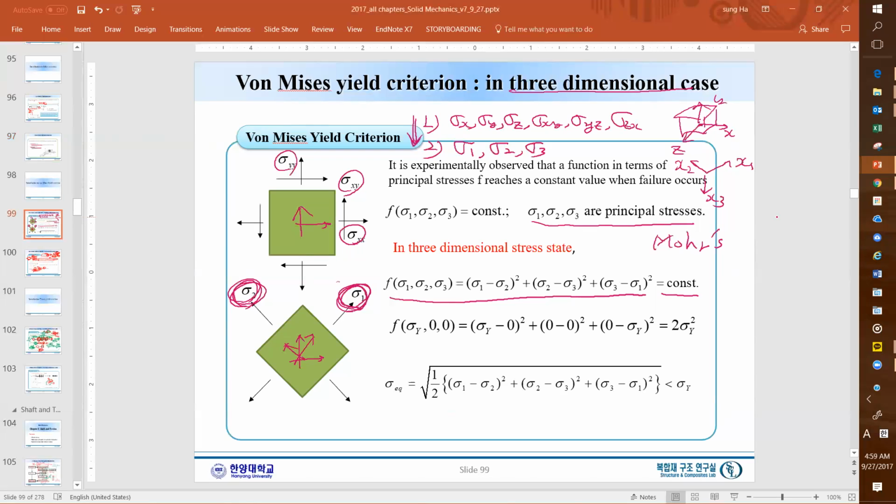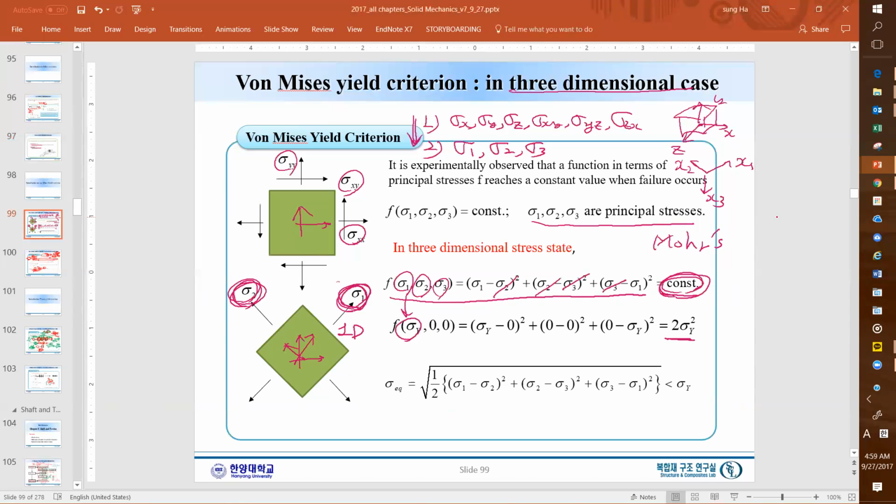Let's say this is the 1D version. 1D version means that sigma 2 and sigma 3 are 0, and only sigma 1 is the sigma yield. So if we put in 0, 0, and only sigma 1 equal to sigma yield, we get twice the sigma yield squared. This means the constant value was unknown. Again, whenever the material fails, the function reaches a certain constant value, regardless of the 1D, 2D, or 3D version. That's the von Mises theory.